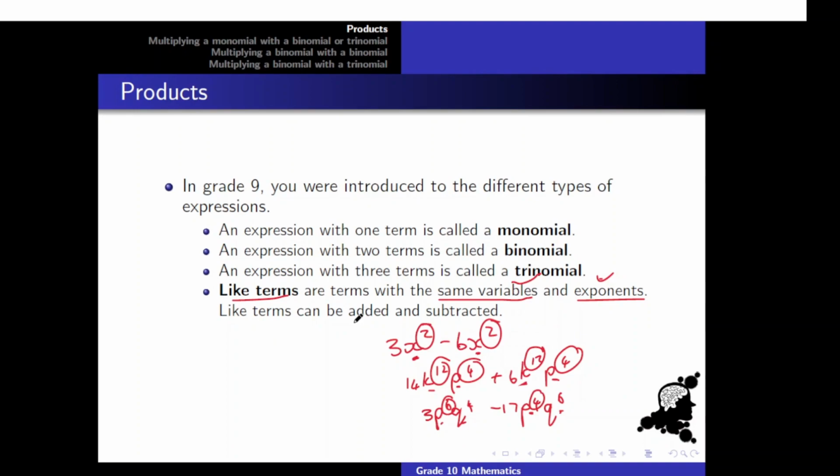Notice that we said like terms can be added and subtracted. Now, how do we do this?